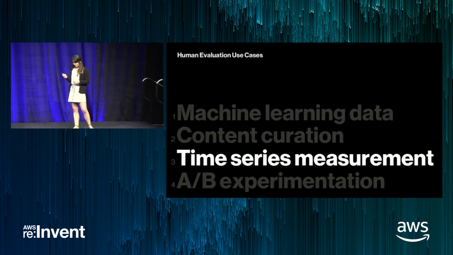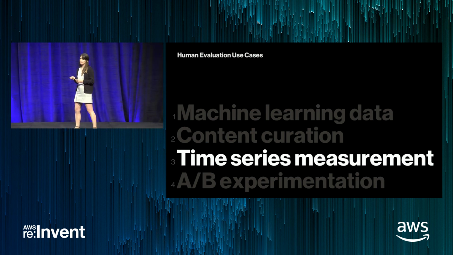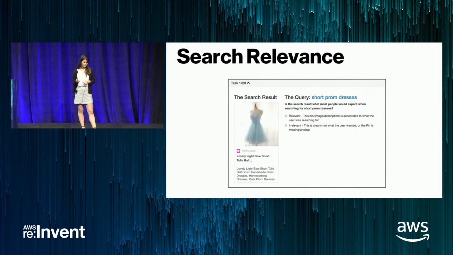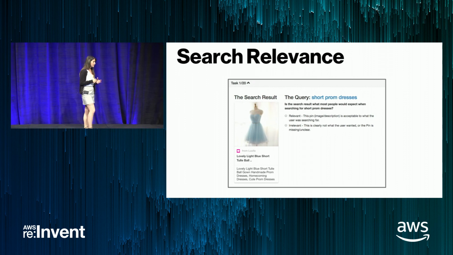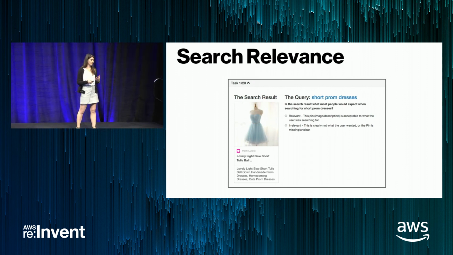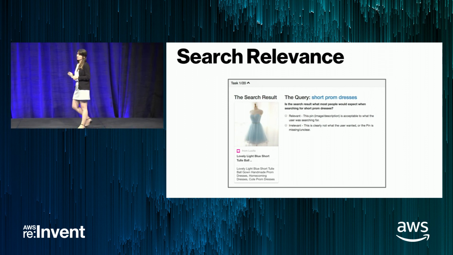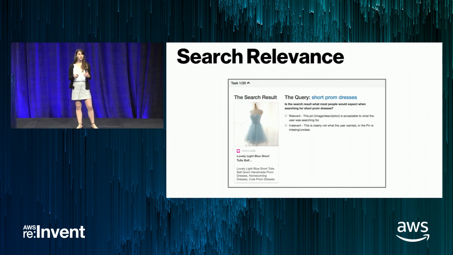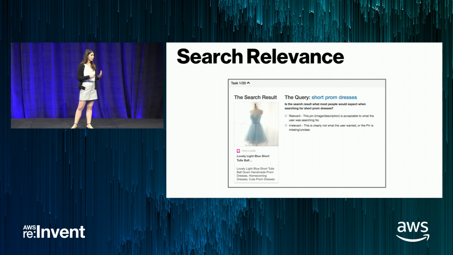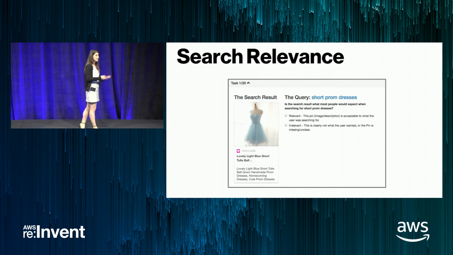A third major use case for human eval at Pinterest is for time series measurement of data. As you can imagine, search is a really important aspect for a company like Pinterest. And we hit over 2 billion idea searches a month earlier this year. And that's a huge number. We're really proud of it, but we obviously want to increase that number.